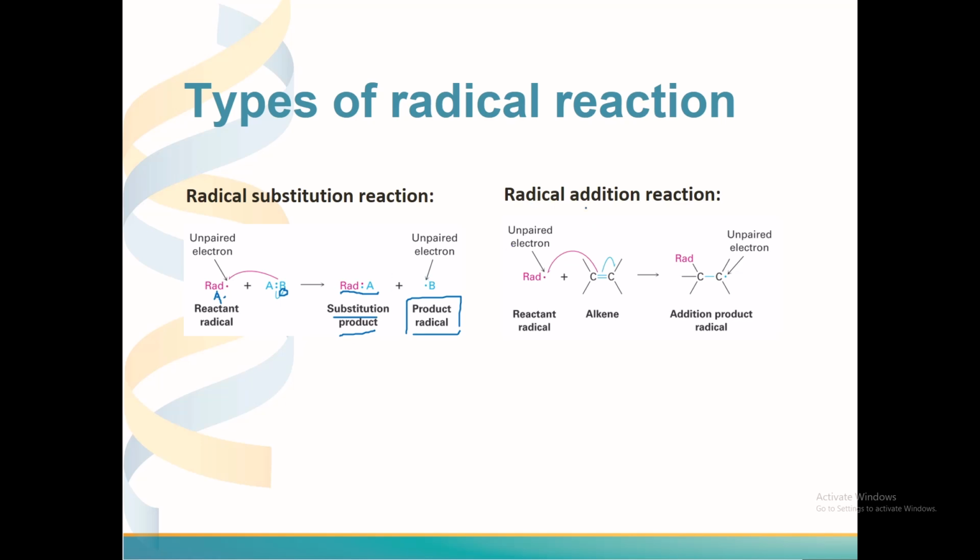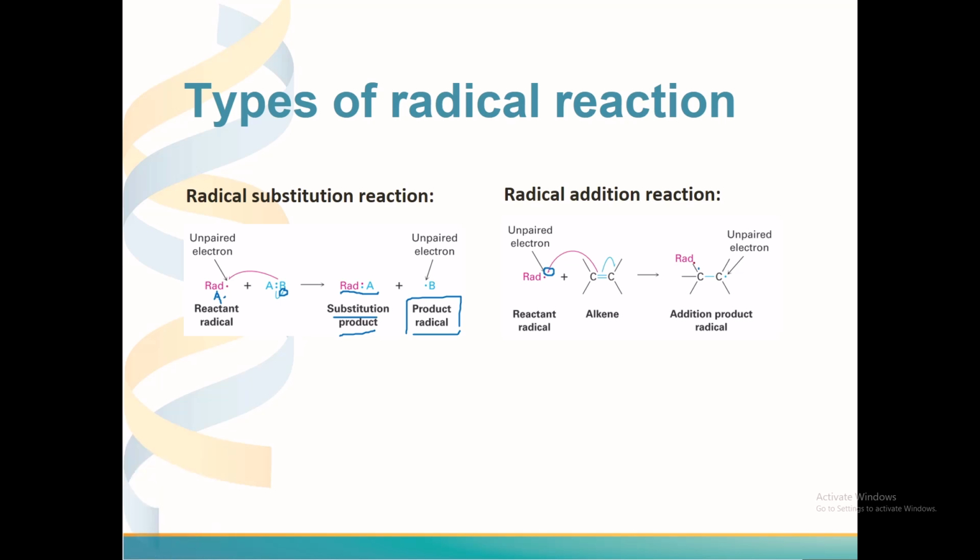You could also have a radical addition reaction, where you still have the same reactant radical shown here, and the example given here is an alkene. So one of the electrons here will be attracted to this electron, thus causing a new bond to be formed. So here there are pink and blue. One electron is blue and the other electron is pink.